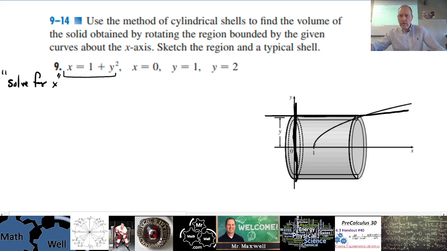y equals 1 and y equals 2. Okay, so I can't really see where this is, just one such. So it looks like it'll probably be something like, maybe from here to here. Okay, so this might be 1, this might be 2. That's not on this diagram.